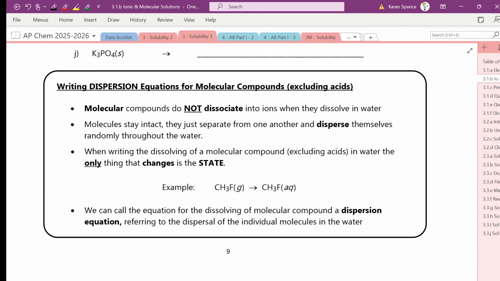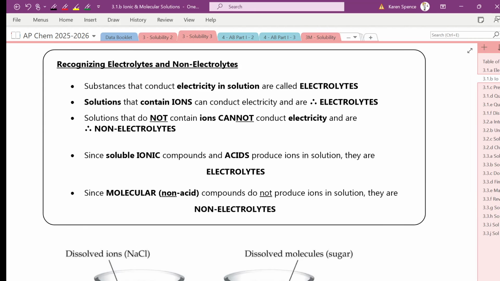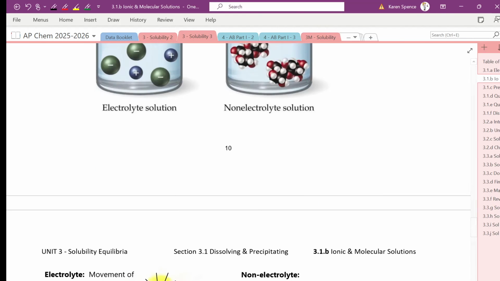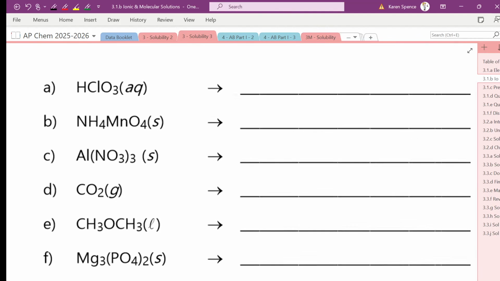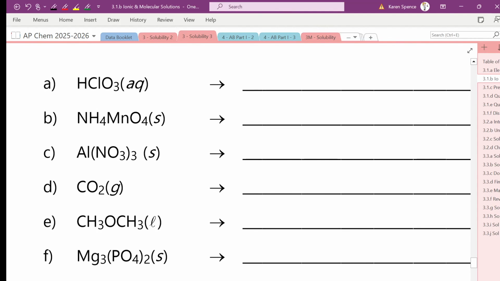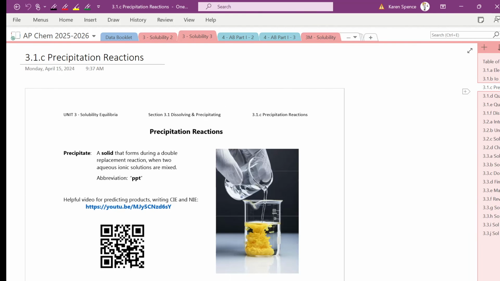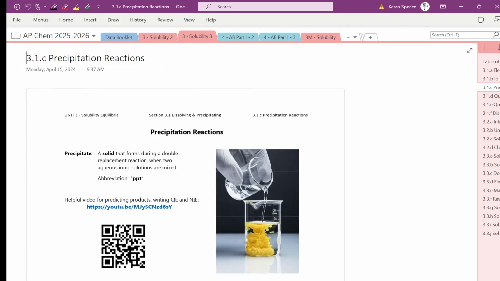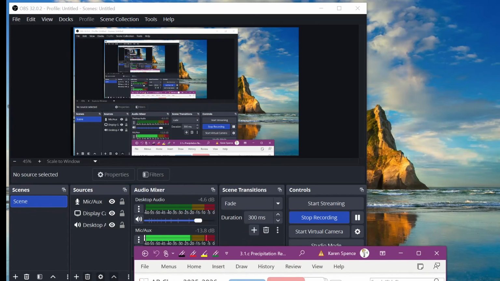All right. Can we all write dispersion equations? Okay. Recognizing electrolytes and non-electrolytes. Can we do that? Excellent. Would you be able to choose whether to write a dissociation or a dispersion for these substances? Excellent. Okay, are we done with this one? We're done with that one. Moving on to 3.1c. Again, I think this one's going to go really fast. This is on page 12.